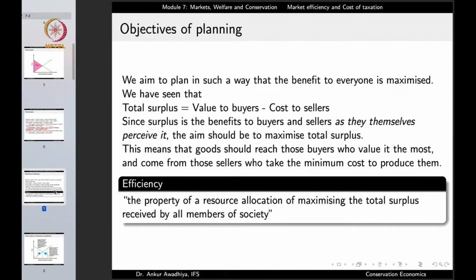And an objective of planning is to maximize this total surplus. Why? Because everybody in the market is either a buyer or a seller. Now, if we do not want to discriminate between buyers and sellers, suppose we were on the side of the buyers only, then we would have said that, okay, let us increase the buyers surplus or the consumer surplus by reducing the price. But when we reduce the price, then it would affect the producer surplus, because when the price reduces, the producer surplus reduces. So if we act only on the side of the buyers, then it will hurt the producers.